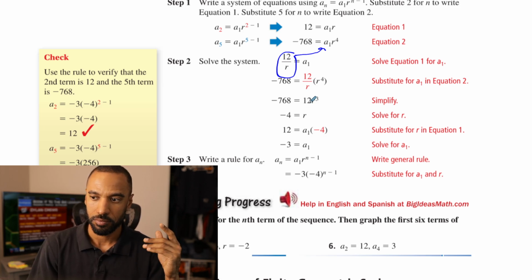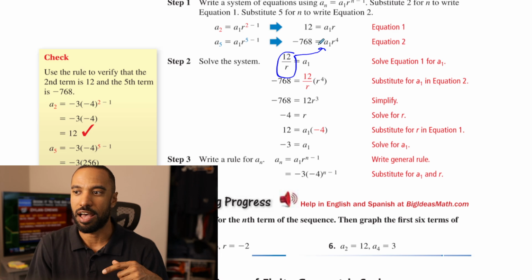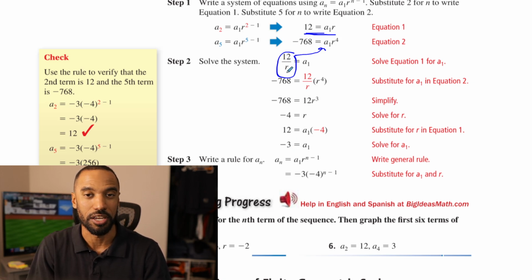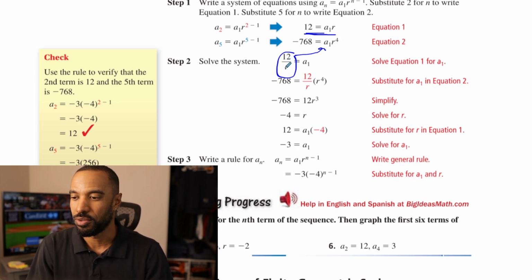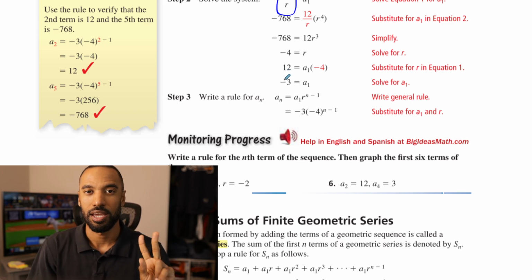Bottom line, you've got to do the work: divide by 12, take the cube root of both sides, and you have a common ratio value. Use the common ratio value in one of your equations, preferably this nice smaller one, to solve for a sub 1, your first term, and you get negative 3. I would substitute it into here, which is the same work. You get negative 3. And remember, you're trying to write the rule. Your goal is to come up with the first term and the common ratio.